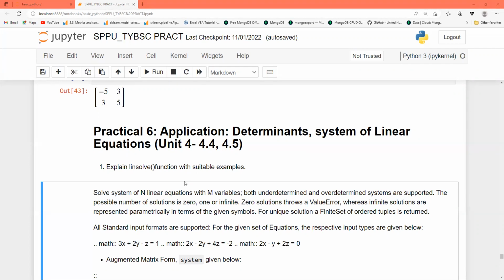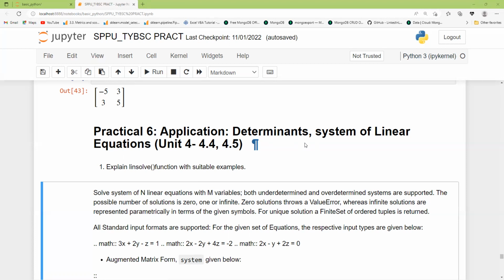Yes, so let's start today's video guys. So this is our practical number 6 of the third year BSc mathematics subject Python programming. It is the application of determinants and systems of linear equations, guys. As we have seen in mathematics, it is very tedious to find the determinant of 3 by 3 and 4 by 4 types of matrices.